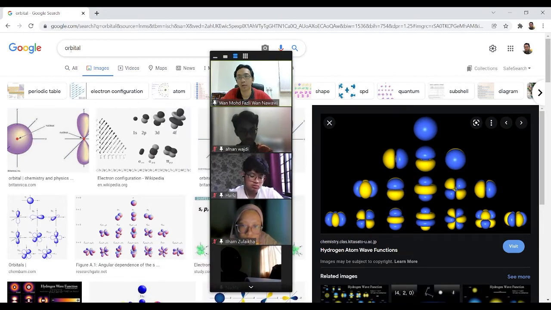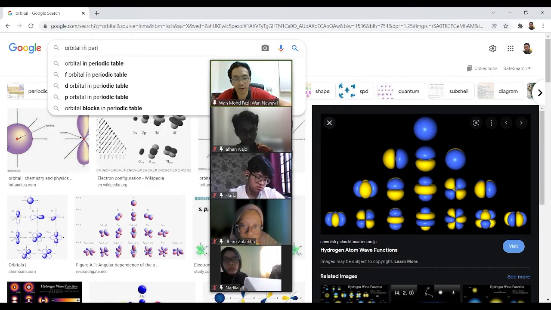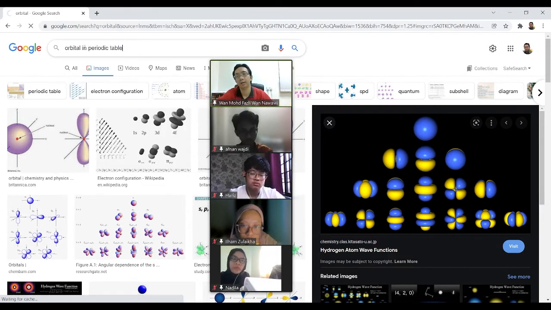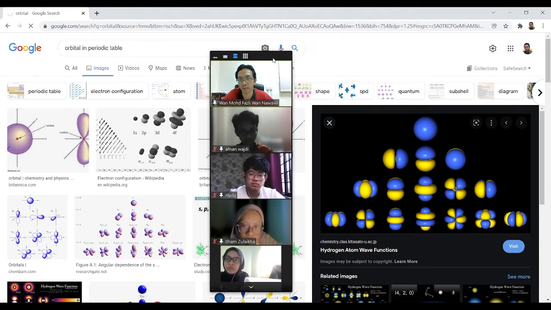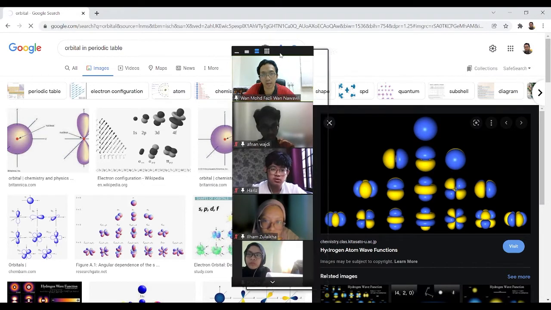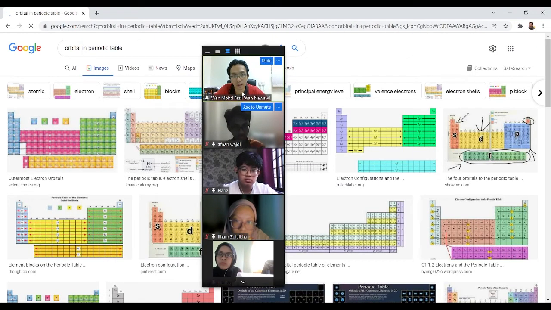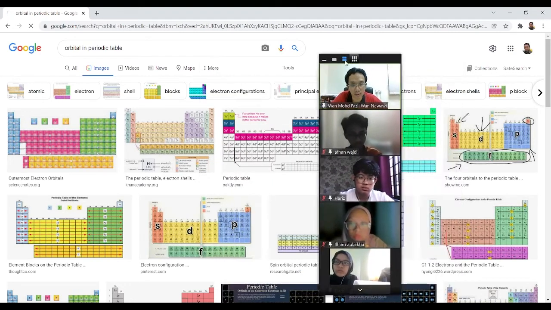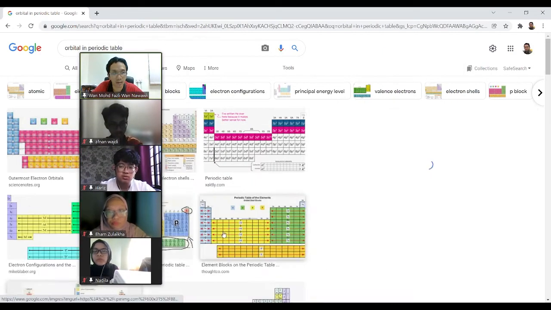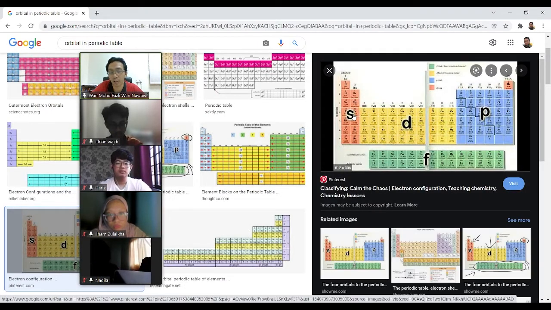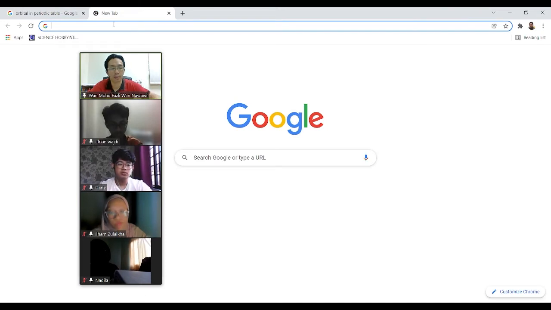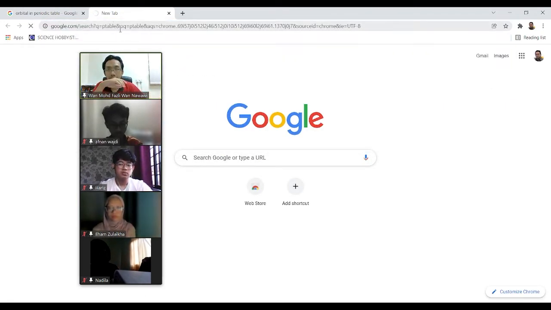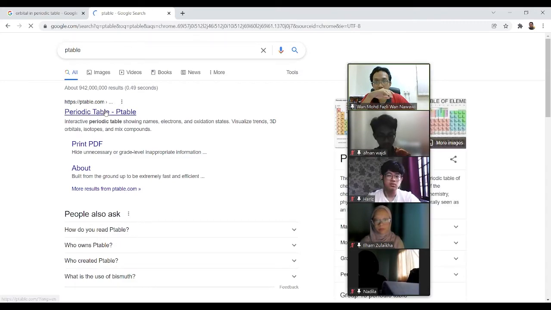And for the s orbital and so on, if you go to the periodic table, you can see the periodic table itself. How to go? Oh no, close this first. Okay, so you can see SPDF there. You have the S orbital here, D orbital here, P orbital here, and F orbital here. Let me go to the periodic table here.